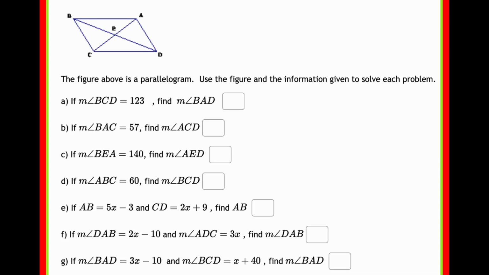Let's go ahead and look at the following problem. The figure above is a parallelogram. Use the figure and the information given to solve each problem. Let's go step by step and solve each of the different parts from A all the way to G. As we go through each step, copy the problem, and then we're going to take down notes next to the problem that will help us to solve it.